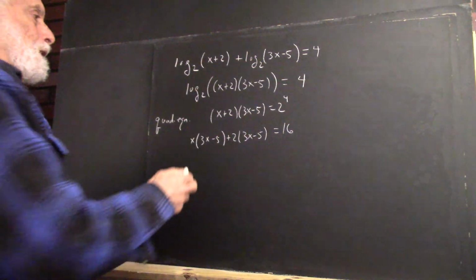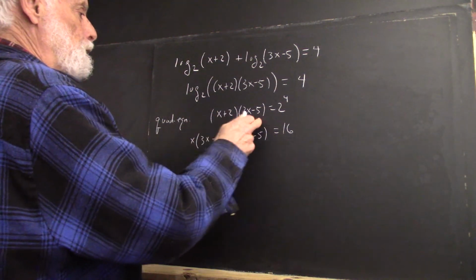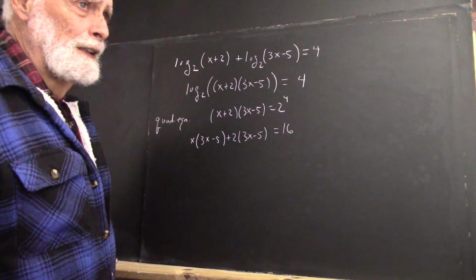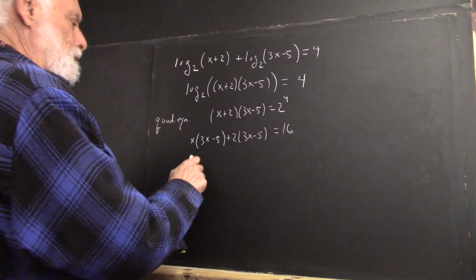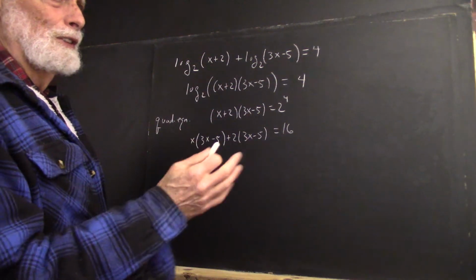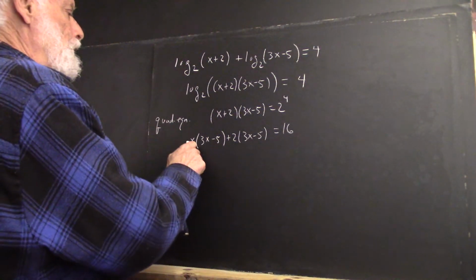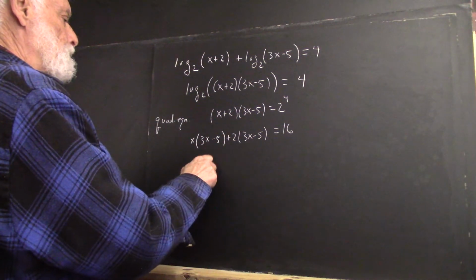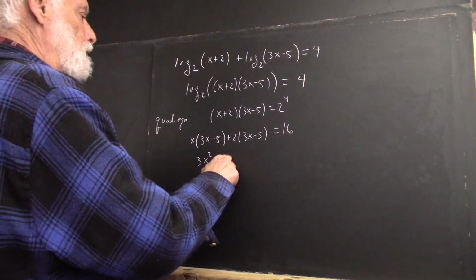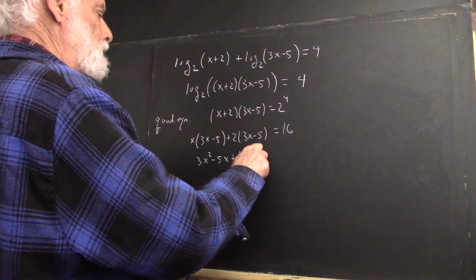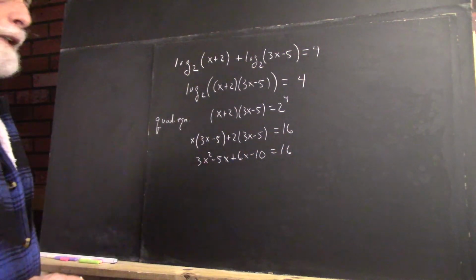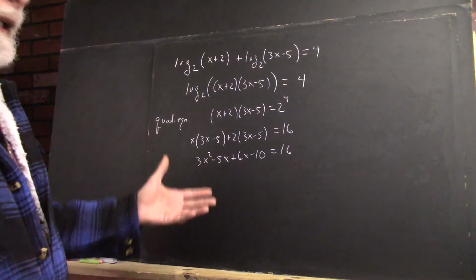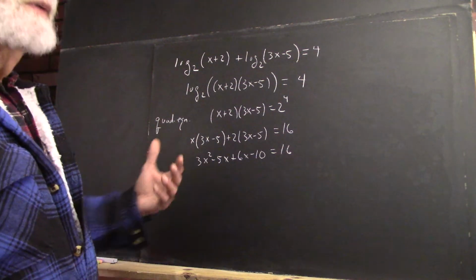Okay, so we distribute x times this plus 2 times this. I want to emphasize this. That F word thing doesn't apply here. It does, but I dislike it so much that I don't use it. And then we distribute through here: 3x squared minus 5x plus 6x minus 10 equals 16. And you know that now we're going to combine our terms and we're going to have just a simple quadratic equation.